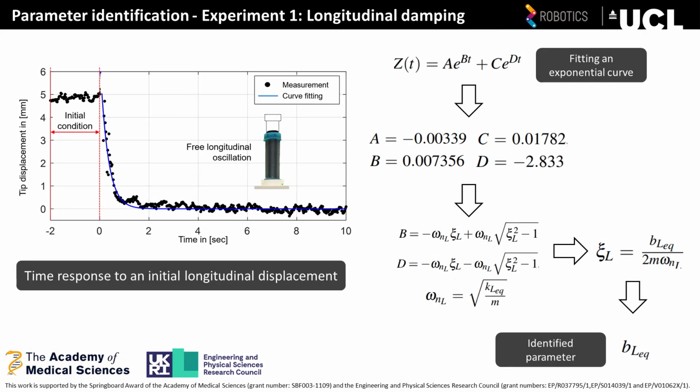To determine the longitudinal damping coefficient, an initial longitudinal displacement is applied to the robot and the transient response of the system is investigated. As you can observe, the response is overdamped, so an exponential curve is fitted to the result to assess the damping ratio. Then the longitudinal damping coefficient BL is approximated.